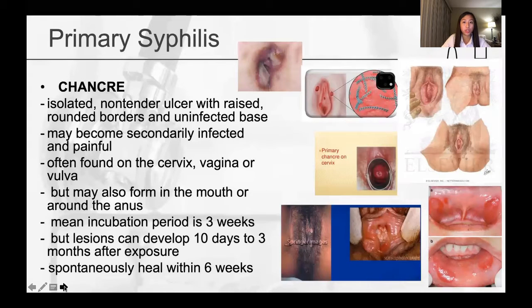Primary syphilis or early localized stage happens 1 to 3 weeks after T. pallidum lands on the mucous membrane. The hallmark lesion is chancre. It is an isolated non-tender ulcer with raised, rounded borders and an uninfected base. It may become secondarily infected and painful. Its mean incubation period is 3 weeks and it can develop 10 days to 3 months. Without treatment, lesions spontaneously heal within 6 weeks.